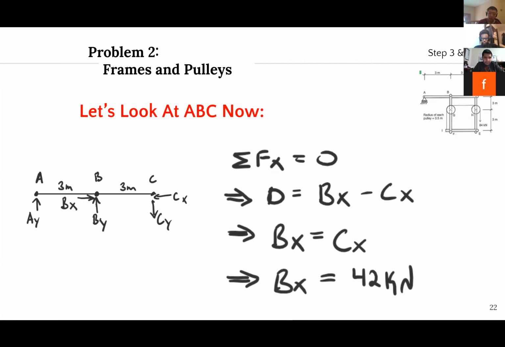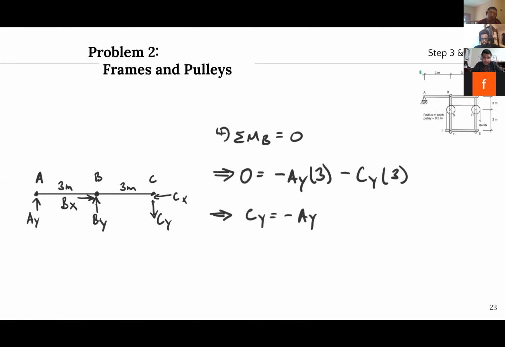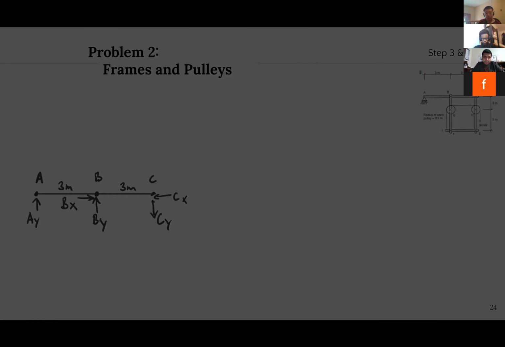From that, now we have Bx known, Cx known, and Ay known. Only two unknowns are By and Cy. Very simply, we can either take the moment at B and solve for C, or we can take the moment at C and then solve for B. We can pick whichever approach we want. I decided to take the moment about point B and write our moment equation. We'll find Cy equals minus Ay, substitute our value for Ay in. Cy equals 7 kilonewtons.